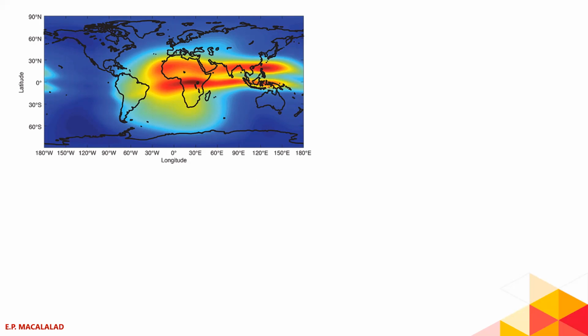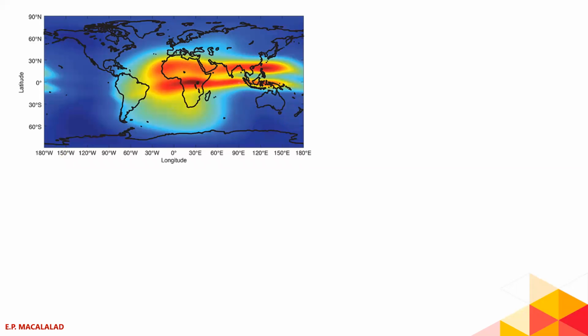So we have two ionization crests at the northern and southern geomagnetic latitude. And that is because of what we call the equatorial ionization anomaly. Just to give you a perspective, this figure shows the ionization globally at a certain time. The more red the region is, the higher the ionization. The bluer means the lower the ionization.